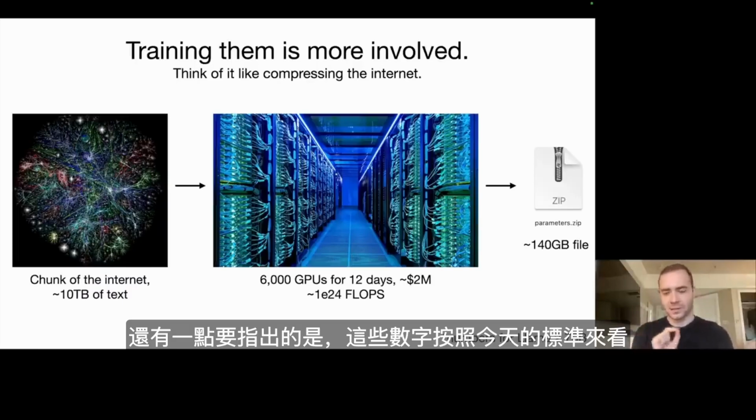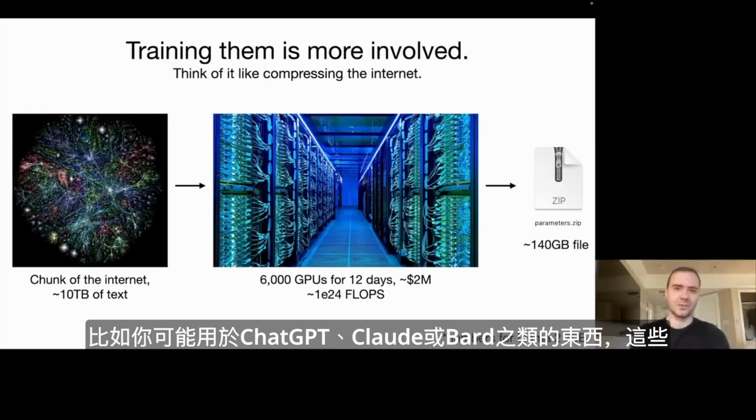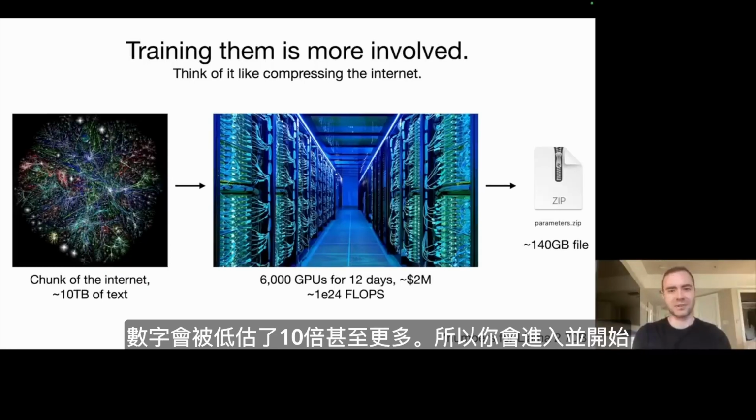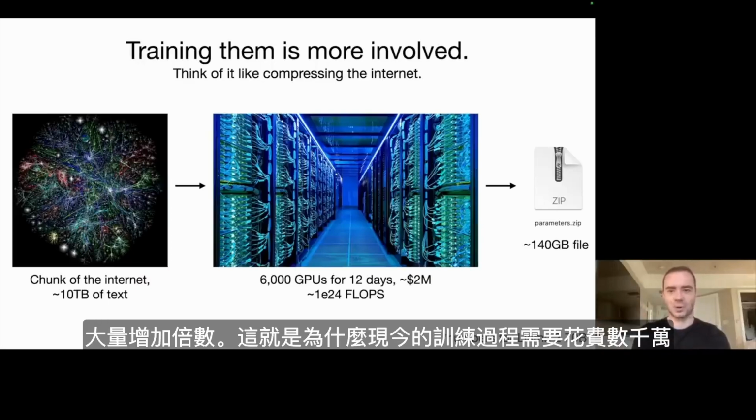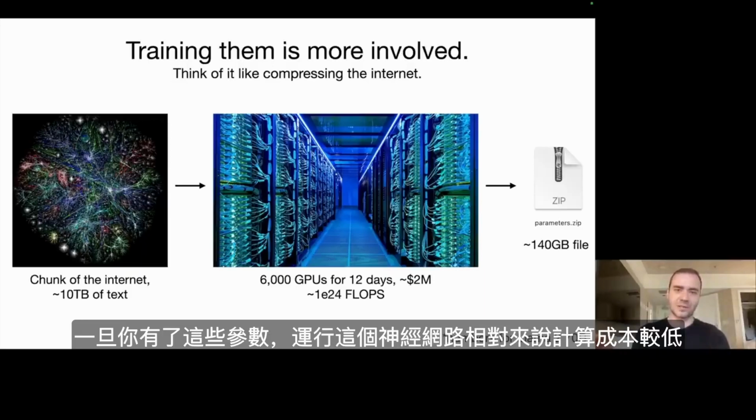One more thing to point out is that these numbers are, by today's standards in terms of state-of-the-art, rookie numbers. If you think about state-of-the-art neural networks, like what you might use in ChatGPT or Claude or Bard, these numbers are off by a factor of 10 or more. So you would just start multiplying by quite a bit more. And that's why these training runs today are many tens or even potentially hundreds of millions of dollars, with very large clusters and very large data sets. This process is very involved to get those parameters. Once you have those parameters, running the neural network is fairly computationally cheap.